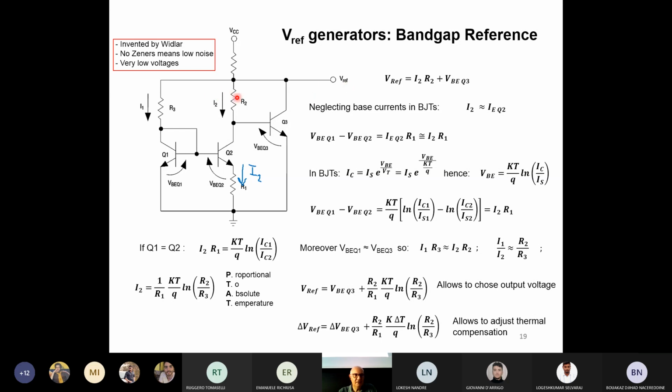The voltage reference is the sum of this part plus this part. This voltage is going down when we increase the temperature, so we need to increase a bit the current I2 to compensate the variation with this voltage here, okay? Okay. So, the material, you cannot do anything.